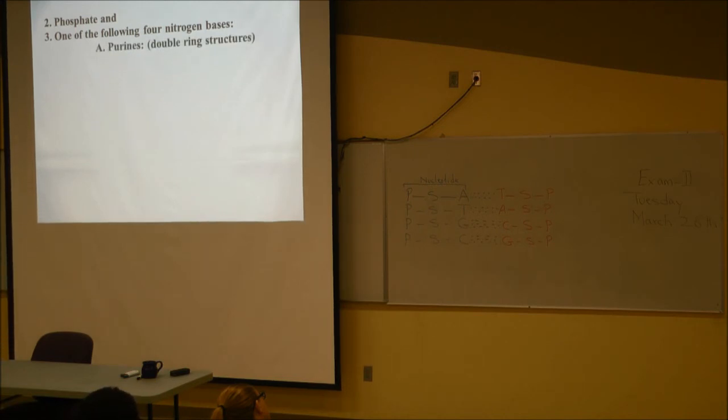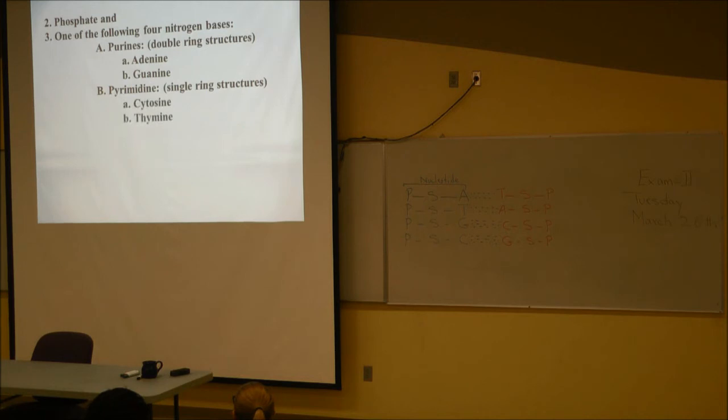Now, two of these nitrogen bases are called purines, adenine A and G. These are called purines because they have a double ring. I'll tell you the significance of single ring in a minute, okay? But these purines are double ring, adenine and guanine. And cytosine and thymine have a single ring structure. Okay. Why? What's the significance of single ring and double ring?